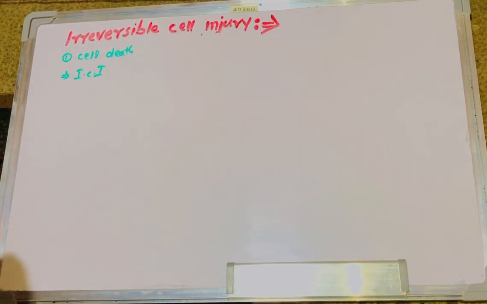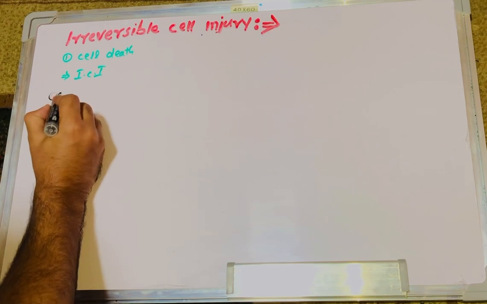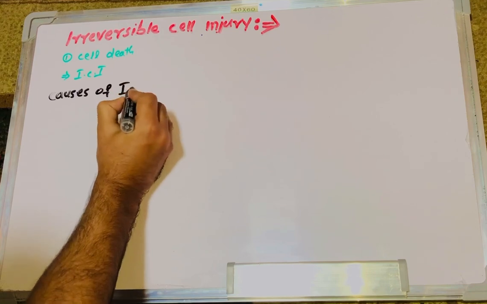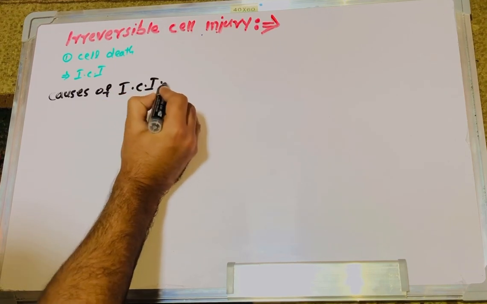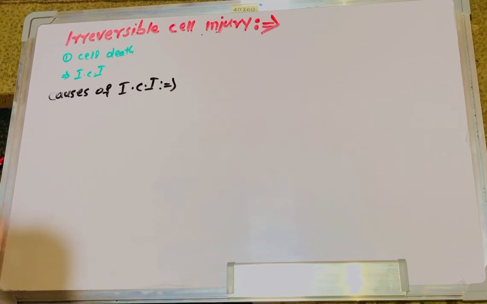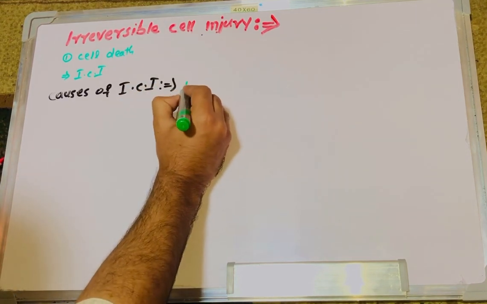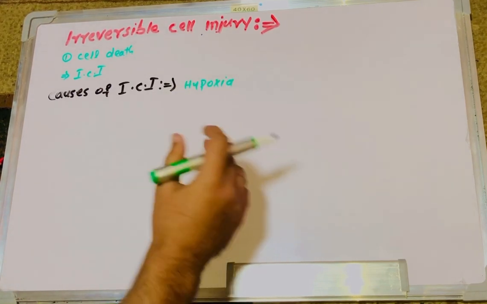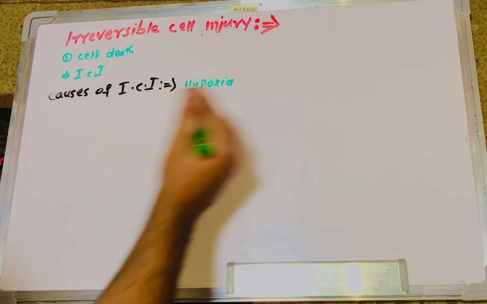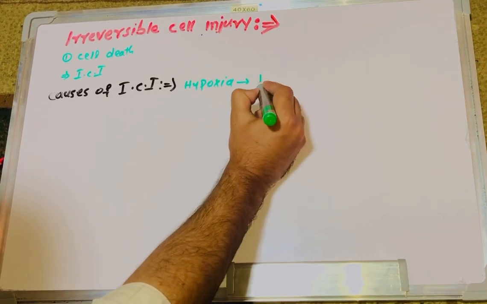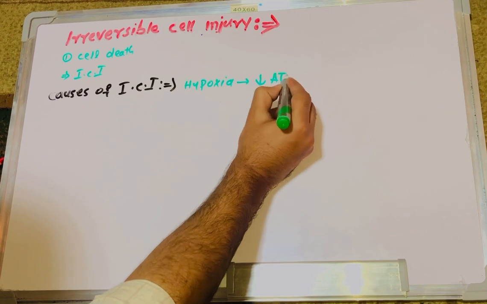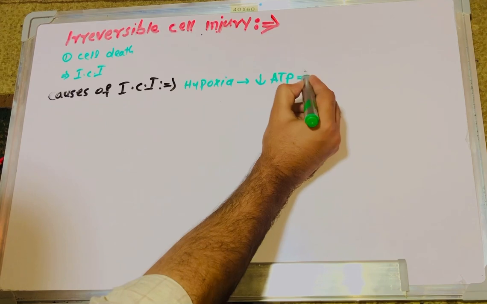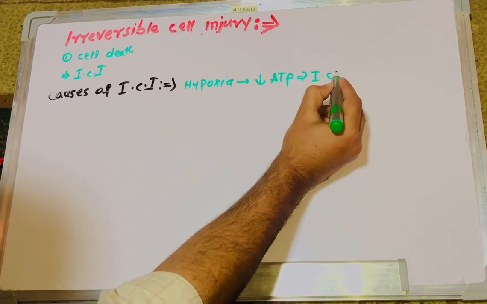So, what are the causes of irreversible cell injury? The first cause is hypoxia. When hypoxia is so severe, the cell will undergo irreversible cell injury. We also know that hypoxia leads to decreased ATP synthesis. When there is decreased ATP synthesis, the cell will undergo irreversible cell injury.